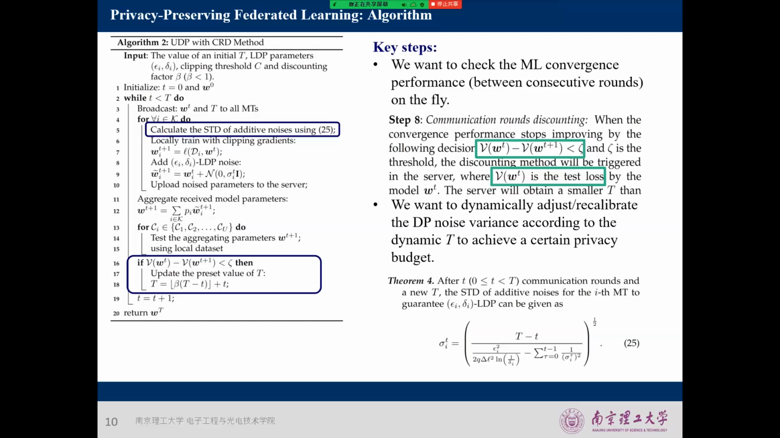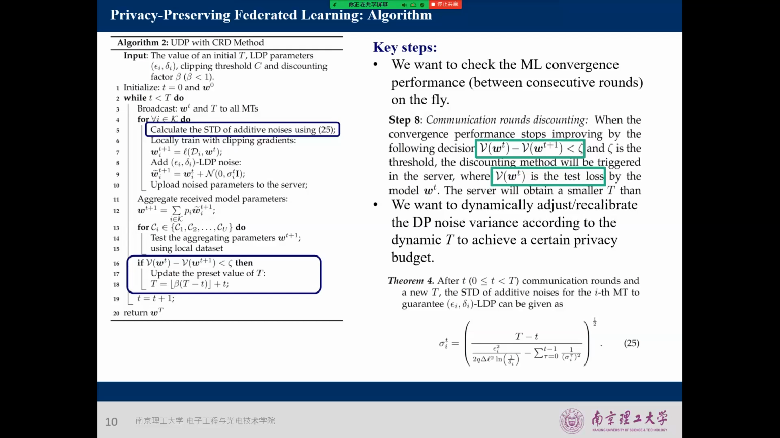Now, because the training process has finished 20 communication rounds, the remaining communication rounds should be 20, not 30. So during the remaining 20 communication rounds, they will recalculate the STD and add the noise according to this equation. Okay, I got your idea here.